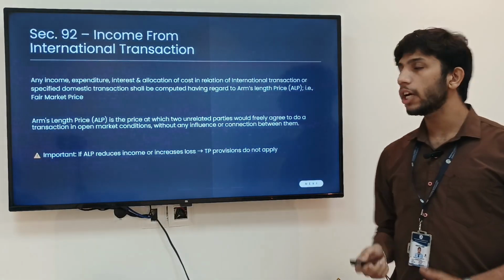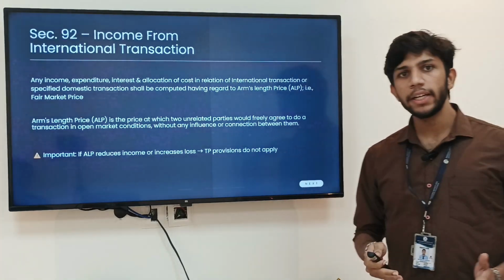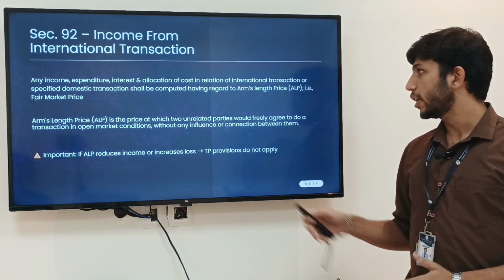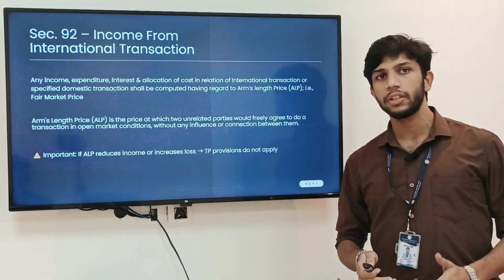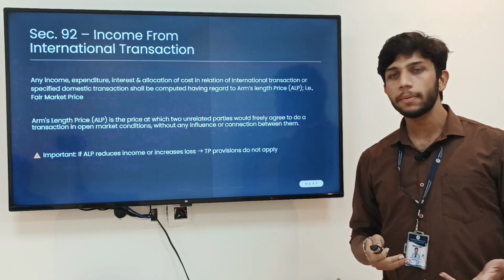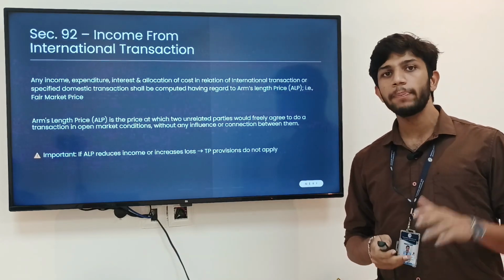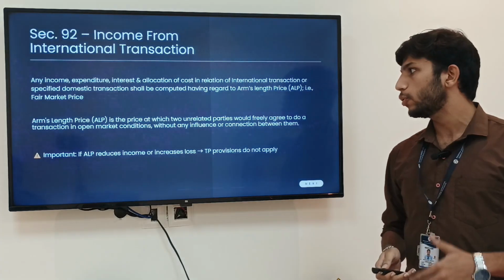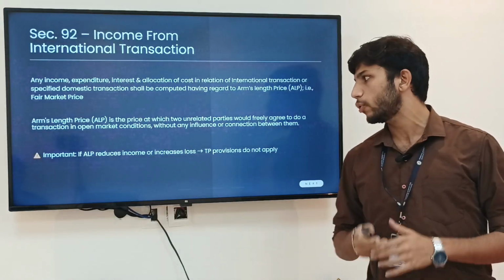Section 92, income from international transaction. Any income, expenditure, interest and allocation of cost in relation to an international transaction or specified domestic transaction shall be computed having regard to the arm's length price. So what is arm's length price? Arm's length price is a price at which two unrelated parties would freely agree to do a transaction in the open market without any influence or connection between them.